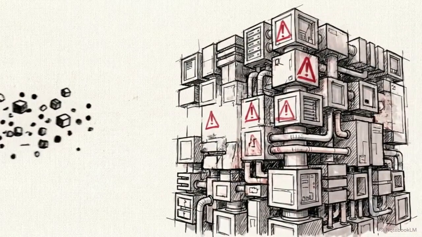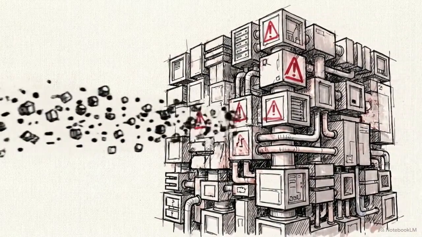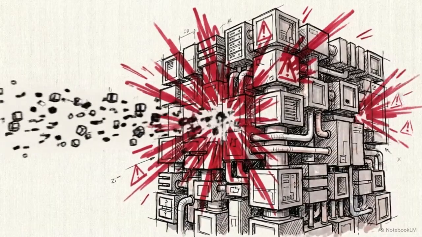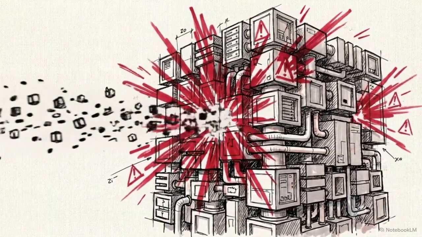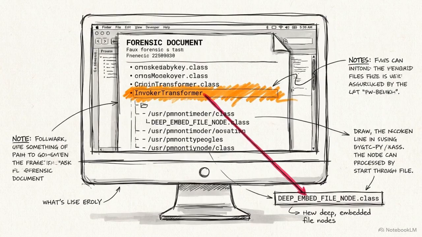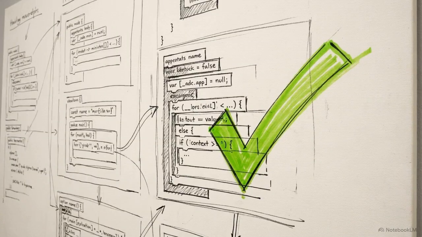In late 2015, enterprise Java environments, including WebLogic, WebSphere, and Jenkins, experienced a massive wave of remote code execution attacks. Attackers exploited zero-day vulnerabilities to take full control of systems through a single, untrusted data stream. The vector for these breaches traced back to the widely used Apache Commons Collections library, specifically a class named InvokerTransformer. Yet, the InvokerTransformer contained no malicious code.